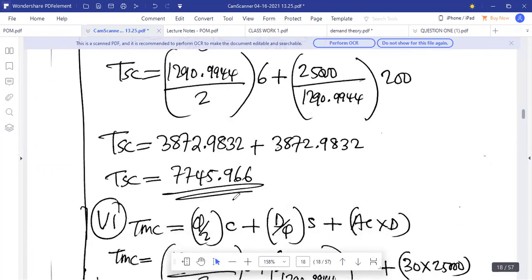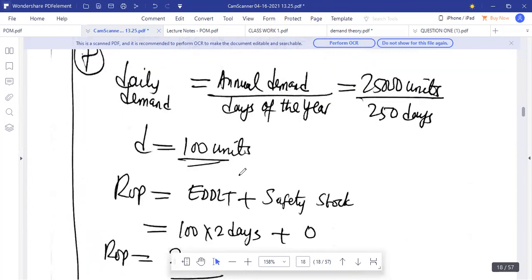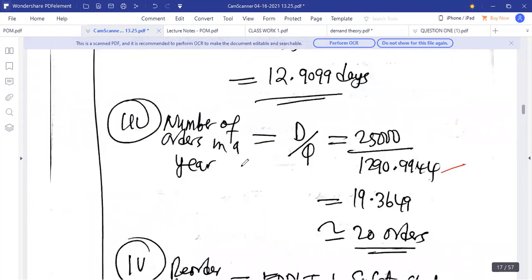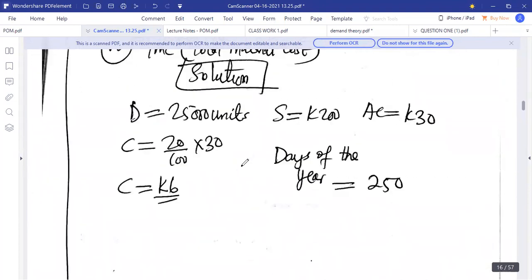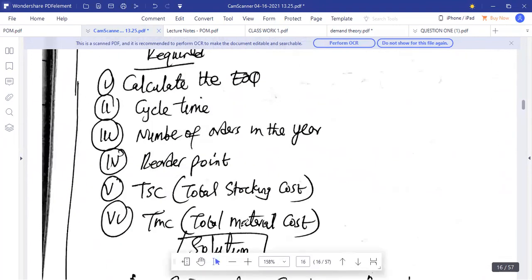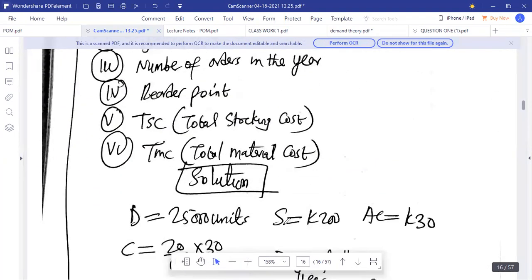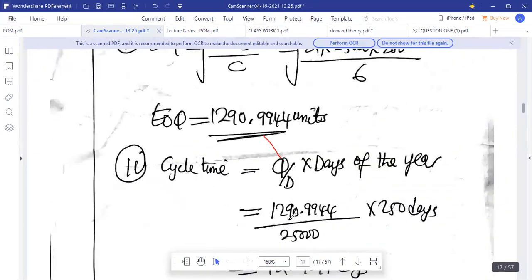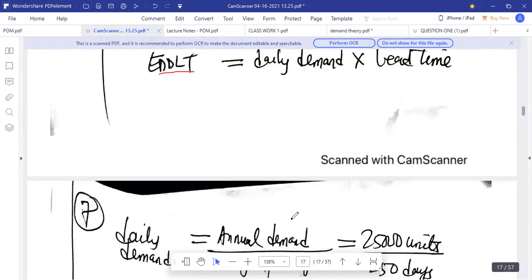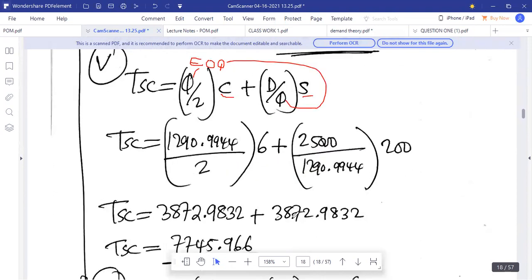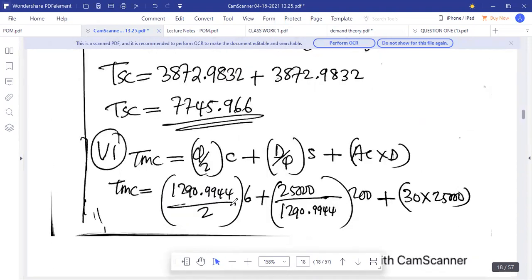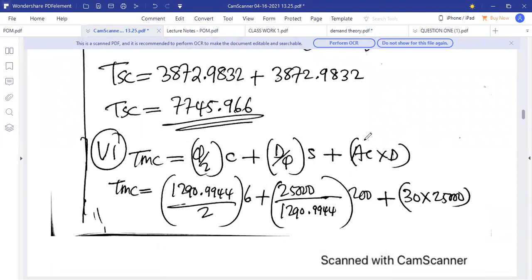Now we get into the last one from the question, where it says you need to find the total material cost. The total material cost, which is the last one, has 3 major costs: the annual carrying cost, the annual ordering cost, and the unit price, also called unit price, multiplied by annual demand.